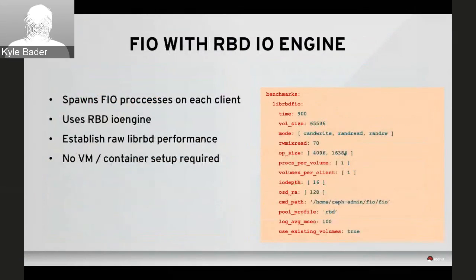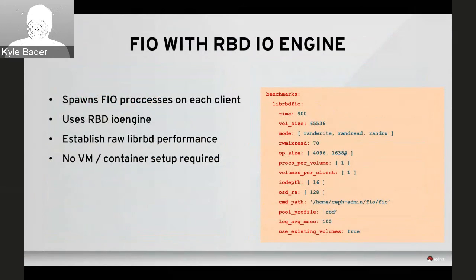Probably the second most commonly used benchmark is the librbd FIO benchmark, right? So that's using FIO with the RBD IO engine. For CBT, the head node is going to PDSH to all the clients and spawn FIO processes. They're going to use the RBD IO engine. So RBD is linked into librbd, and FIO is linked into librbd, and so it's basically just doing it in user space. No, you don't need to set up any VMs or containers ahead of time. All you need is FIO that's linked to librbd.